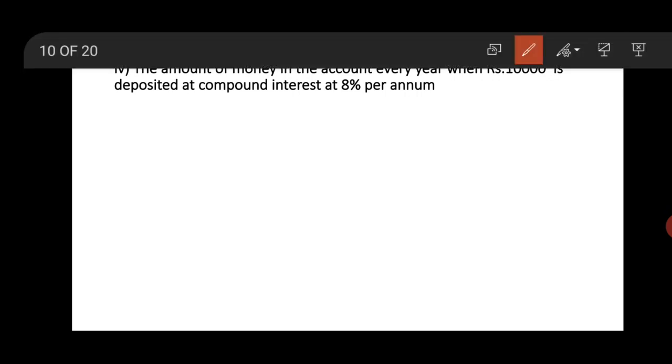Read the question carefully. Now the amount A is given by, just recall the formula. If the compound interest is given, amount A is equal to P into (1 plus R divided by 100) whole power n. What is A here? Net amount. P is the principal amount, R is the rate of interest, and n is the number of years.